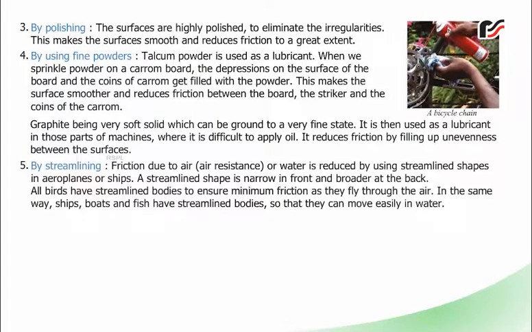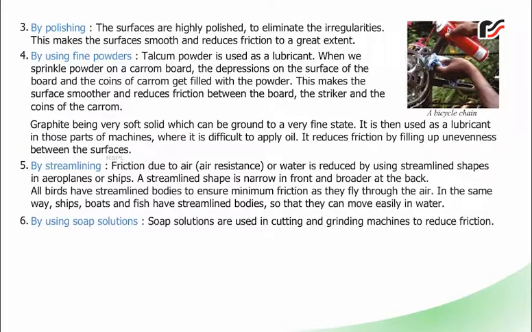5. By streamlining. Friction due to air resistance or water is reduced by using streamlined shapes in aeroplanes or ships. A streamlined shape is narrow in front and broader at the back. All birds have streamlined bodies to ensure minimum friction as they fly through the air. In the same way, ships, boats and fish have streamlined bodies so that they can move easily in water.